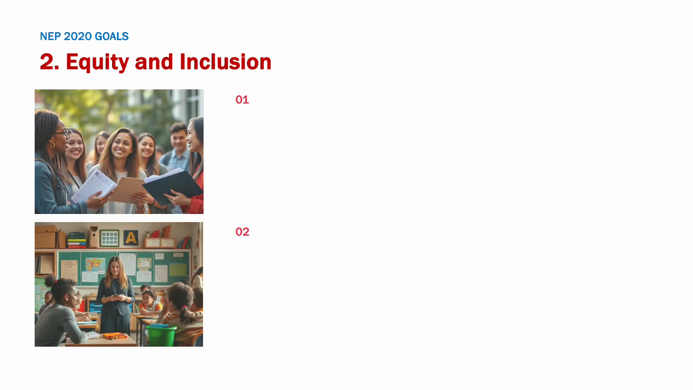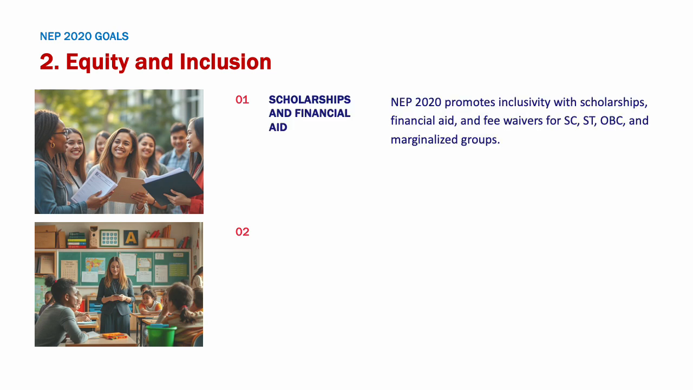The next goal is equity and inclusion. These form the backbone of NEP. The policy emphasizes providing opportunities for marginalized and disadvantaged groups through several mechanisms. Scholarships, financial aid, and fee waivers for SC, ST, OBC, and economically weaker sections.